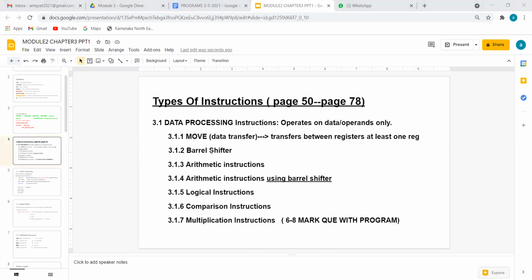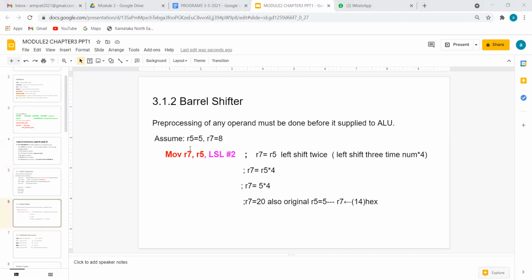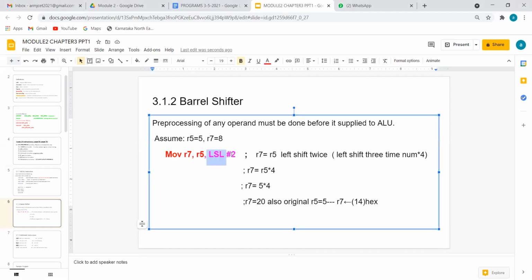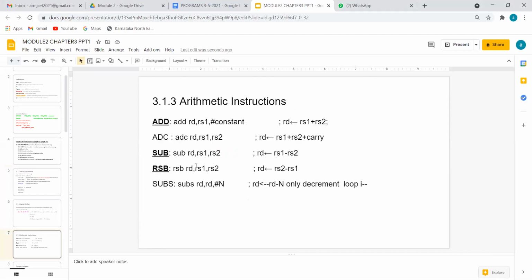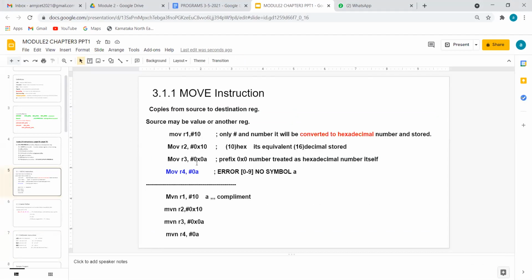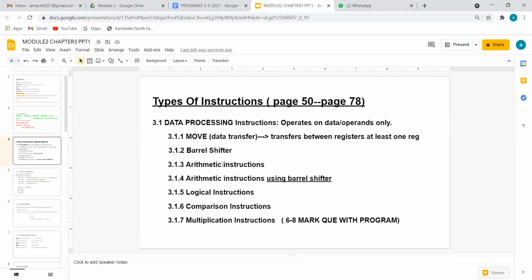Then we have seen a barrel shifter. How? See, there will be one source register which will undergo logical operations. First, take this register value, perform the logical operation, you get the new result. That result should be transferred to the destination register. That's what we call the barrel shifter. Then after the barrel shifter instruction, we took arithmetic instructions.